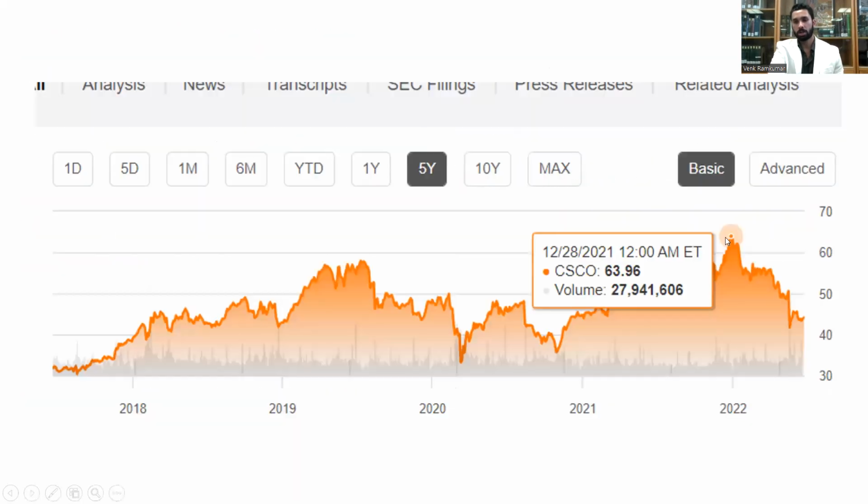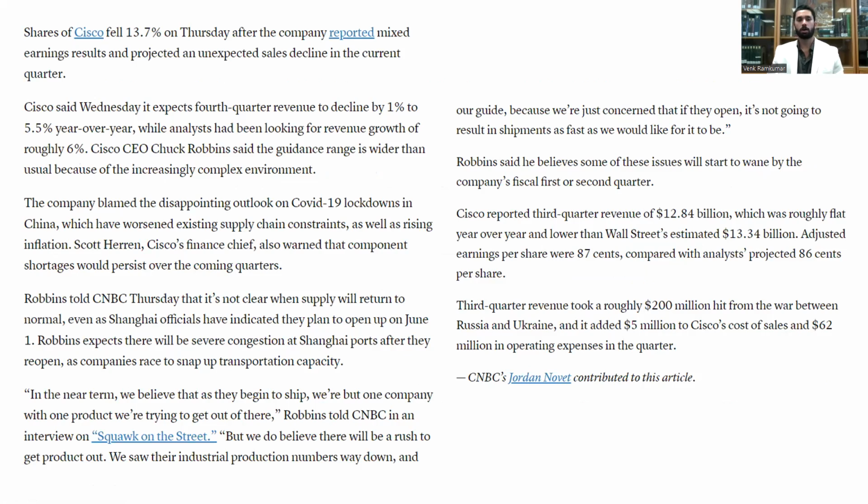So guys, I want to talk about right here. Why is Cisco starting to have a drop in the last few months? Do you see this drop right here in the last 2 to 3 months? It dropped about 13% in one day. Okay, why did they fall? This is directly from an investment site: shares of Cisco fell 13% on Thursday after the company reported mixed earnings results. Now, what were the earnings results? They expect fourth quarter revenue to decline by 1% to 5.5% year over year, while analysts had been looking for revenue growth of roughly 6%. So it's down 0.5% from where the analysts think, okay?